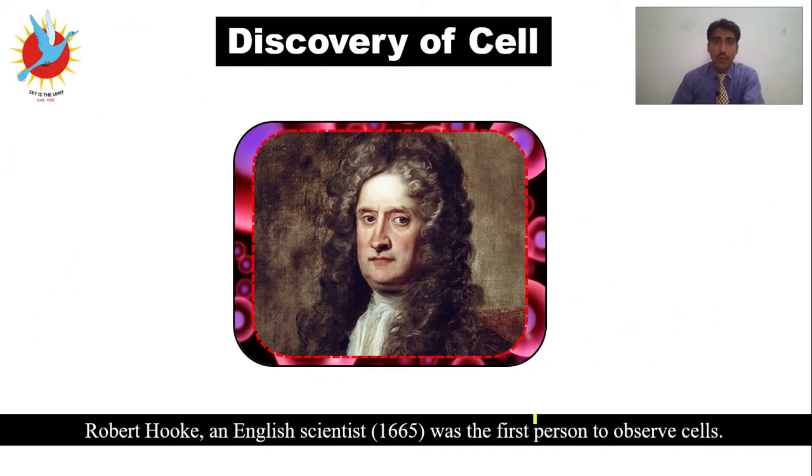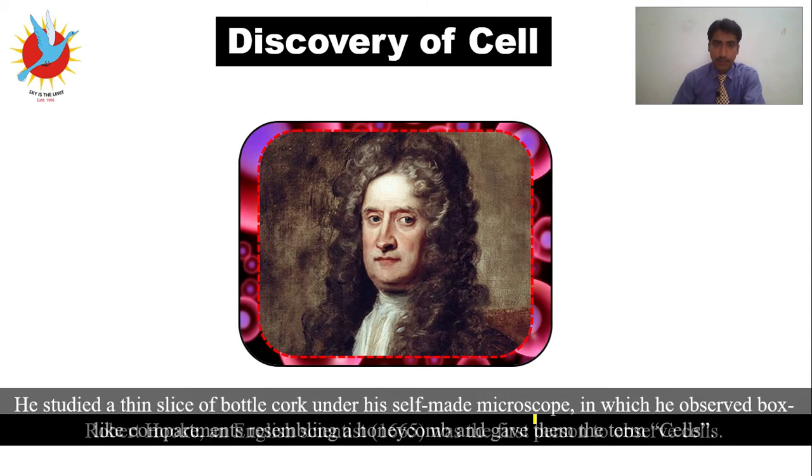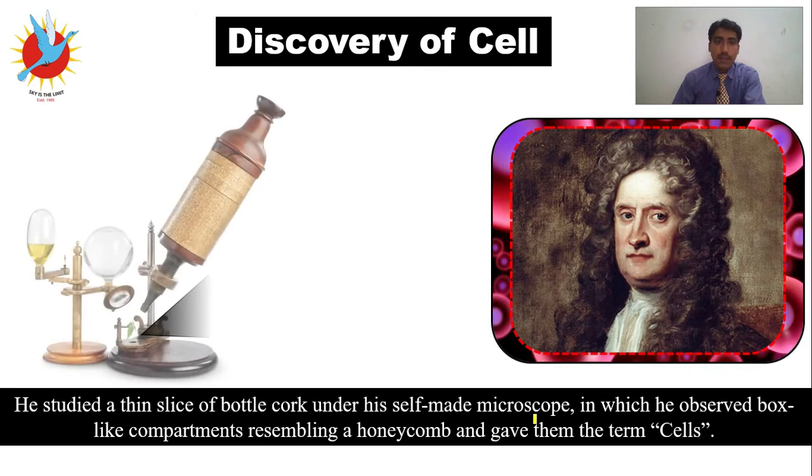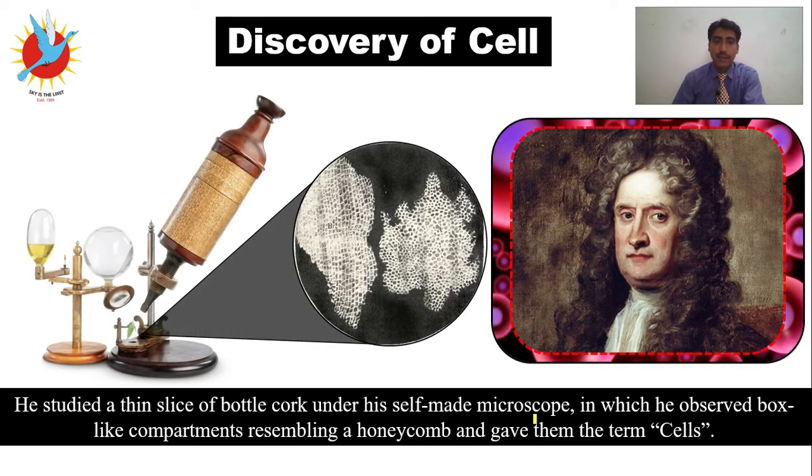Okay, so we will talk about the discovery of the cell. Robert Hooke was an English scientist. He was the first person to observe cells, in 1665. How did he observe the cell? He studied a thin slice of bottle cork under his self-made microscope, in which he observed box-like compartments resembling a honeycomb structure and gave them the term cells.